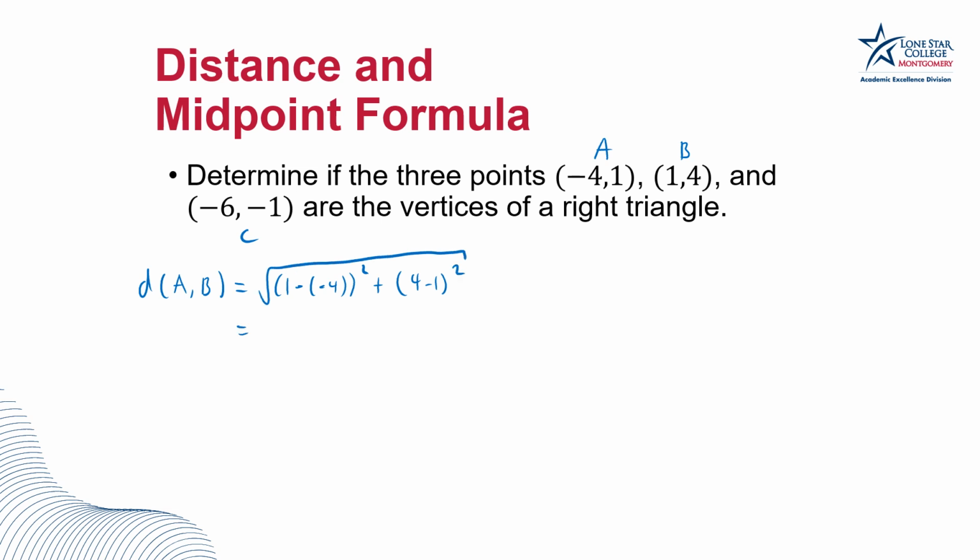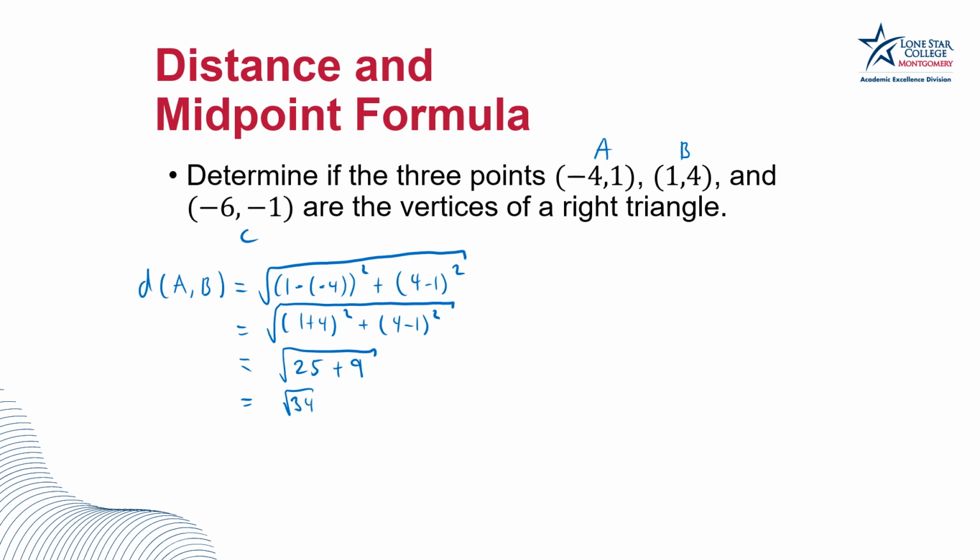So let's simplify that. Minus negative 4 gets us a positive 4, so it'll be 1 plus 4 squared plus 4 minus 1 squared. If we simplify it further, 1 plus 4 is 5, 5 squared gives us 25, plus 4 minus 1 is 3, and 3 squared gives us 9. So if you add them together, 25 plus 9 gives us square root of 34. We could simplify that, but let's keep it under the root for now.